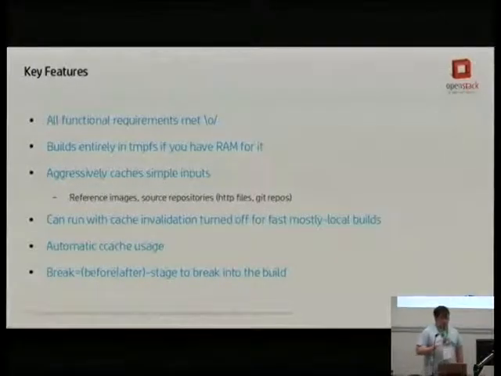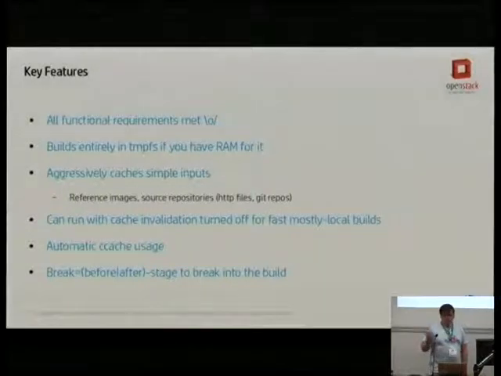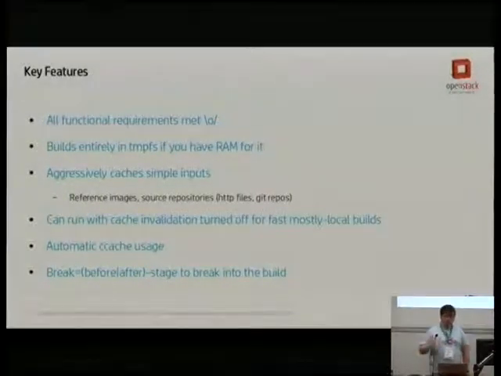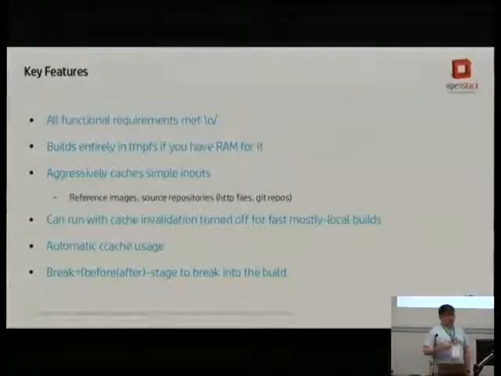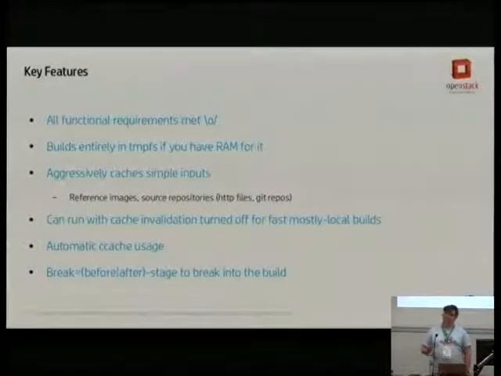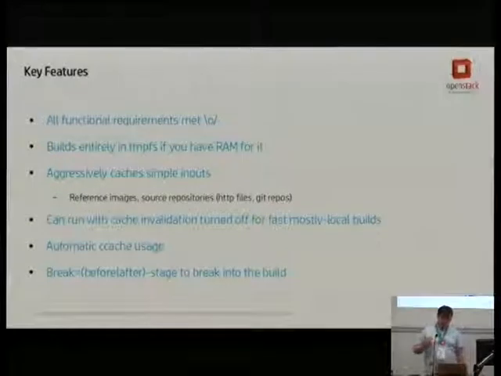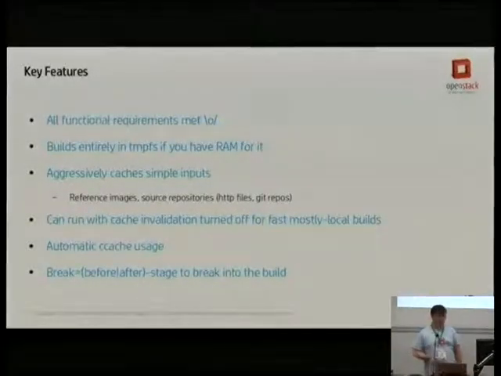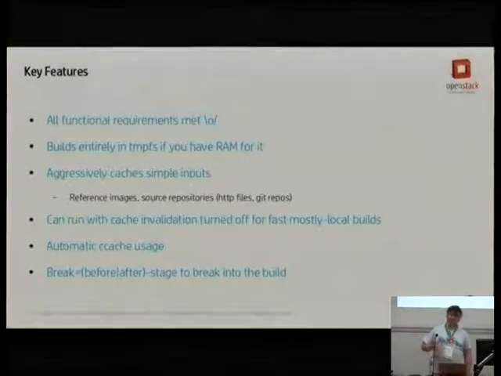Right. We aggressively cache the simple inputs that we can, tarballs from other places, Git repositories, and we've got optional cases you can turn on for the places where it's more complex, like PyPI. And you can also turn off cache invalidation, so you can run without going out to the web, nearly without going out to the web. Things like apt will still try, so we generally say, hey, run a squid cache alongside this.